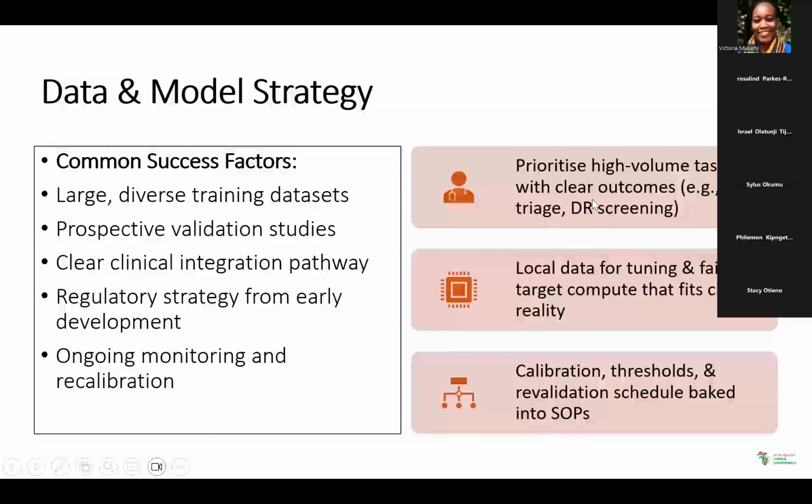So what are the things that we can do? What can we learn from this? So we ought to prioritize high volume tasks with clear outcomes. So the reason that TB is successful is you've got an awful lot of x-rays to look at, and you know what the outcome is going to be, right? So it's a really high volume, clear outcome. You've got to use local data to fine tune it. And then you've also got to do your calibration and revalidation in all of your SOPs as you're moving forward.